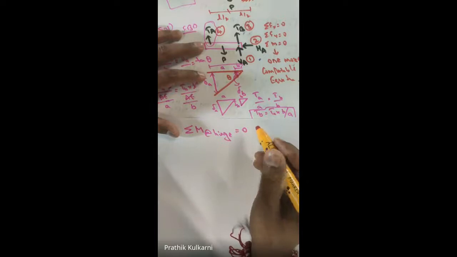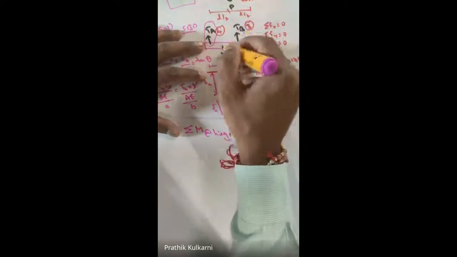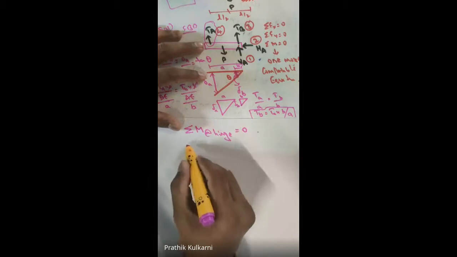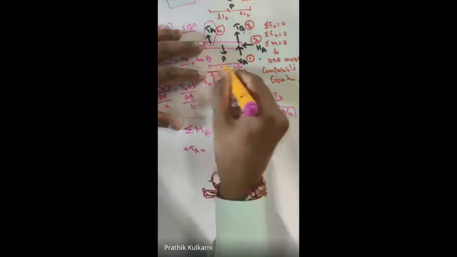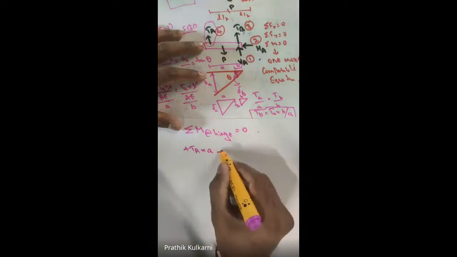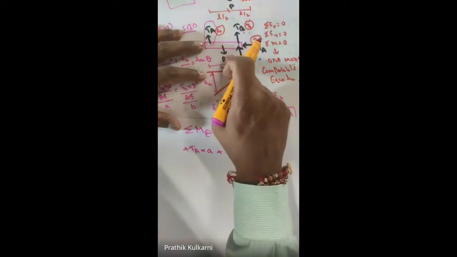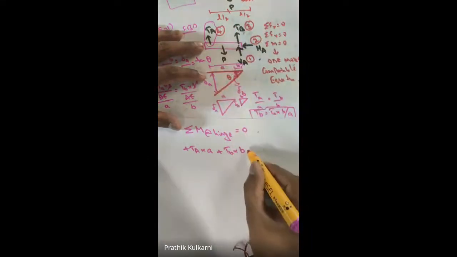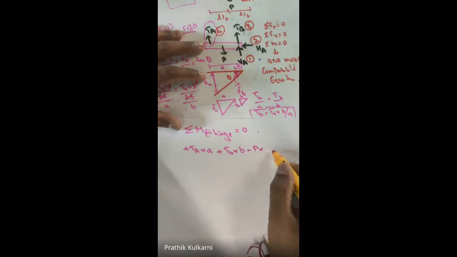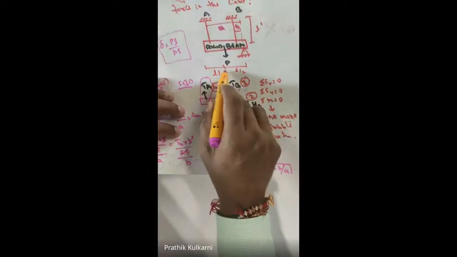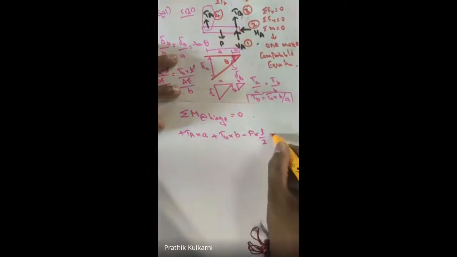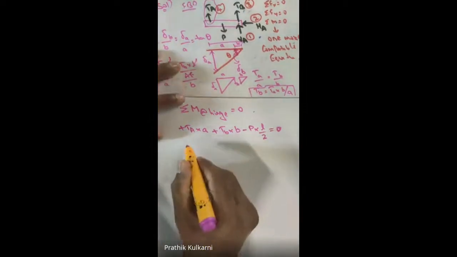So TA, look, is it going clockwise or anti-clockwise? It is going clockwise, yes or no, TA. So plus TA into what is the length we have, I think length was a. Similarly plus we have TB into length was again b. Now we have one more force P. This force P is acting clockwise or anti-clockwise? It is acting anti-clockwise, so can I write minus P into what was the length? Here length was l by 2, see here P l by 2, which is equal to 0.